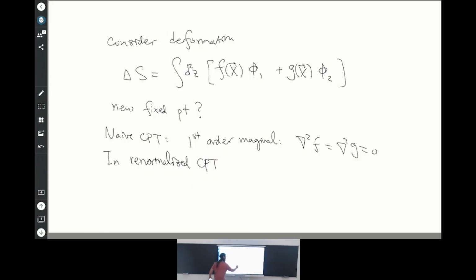In renormalized conformal perturbation theory, I'm not going to specify for now the precise scheme, but in a suitable scheme, you will find that at least to the first non-trivial order, the condition for the fixed point is in fact given by the following equations. This second order term comes from the phi OPE. And in fact, these have non-trivial solutions for a suitable number of the free boson X.